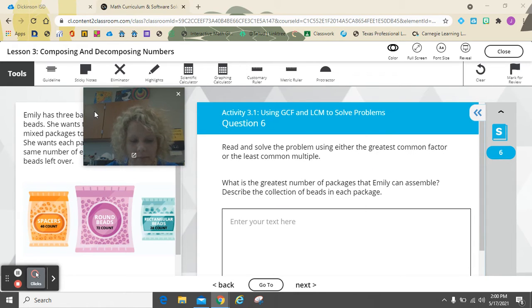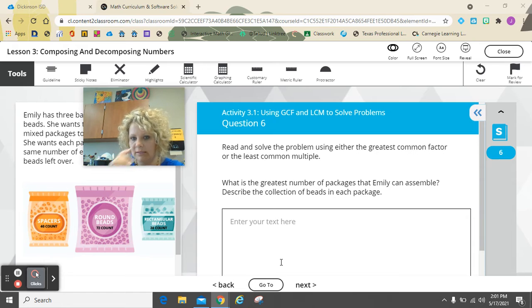So we've read the problem and we're going to figure out if we're going to use the greatest common factor or the least common multiple, and then what is the greatest number of packages that Emily can assemble. And we're going to describe what the collection of beads will look like. So we are not talking about something in a cycle, okay? So we're not going to be using the common multiple. We are going to be looking at the greatest common factor.